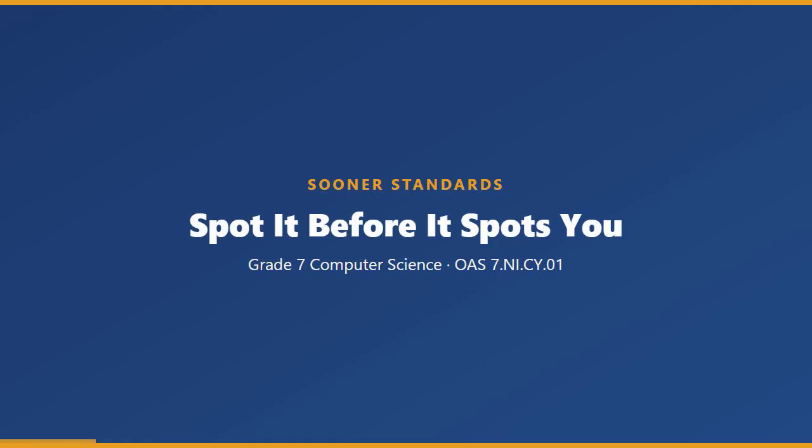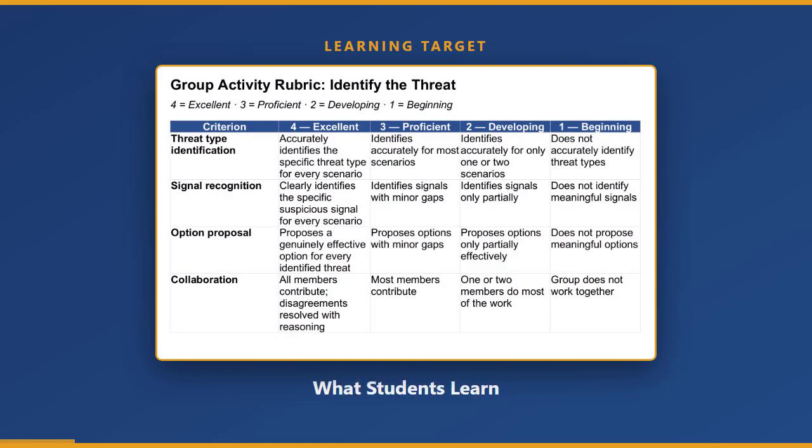From Sooner Standards, Identifying Common Cybersecurity Threats, a complete Grade 7 computer science unit for Oklahoma Standard 7.NI.CY.01. Students learn to identify cybersecurity concerns and options to address issues: phishing, social engineering, unsecured Wi-Fi, and suspicious downloads.